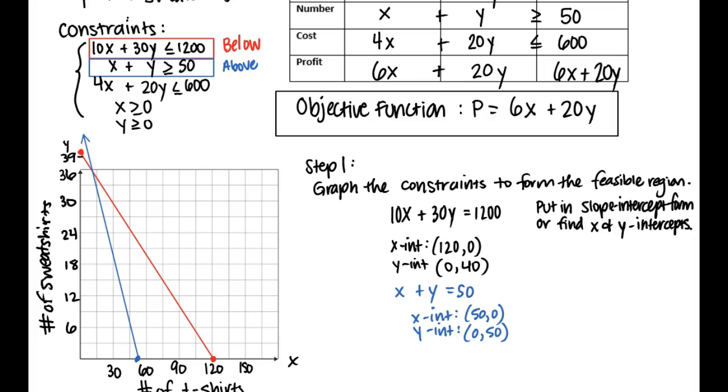I have this in the blue. I found out that the x and y intercepts are both at 50. I can easily graph this on the x-axis, but on the y-axis it's off the graph, so that's why I indicated it as an arrow.